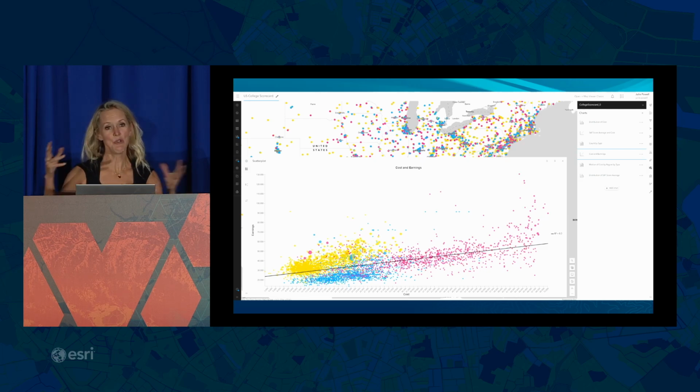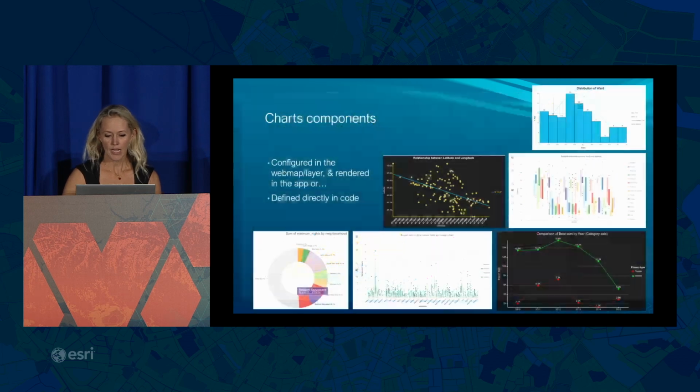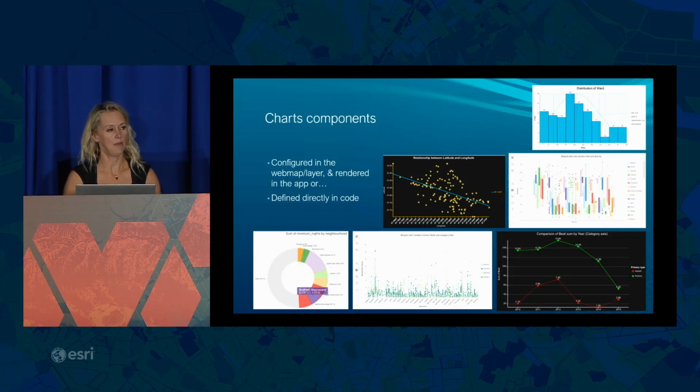But the way you would consume those charts was in different ArcGIS apps like Instant Apps or Experience Builder. What we're doing now is you can actually use those chart components as web components in your custom applications. That's the big update. And you have access to a wide range of charts that you can either define in the web map or layer and just load that configuration easily into your app, or you can define it directly in code. In the plenary demo, he showed both approaches.